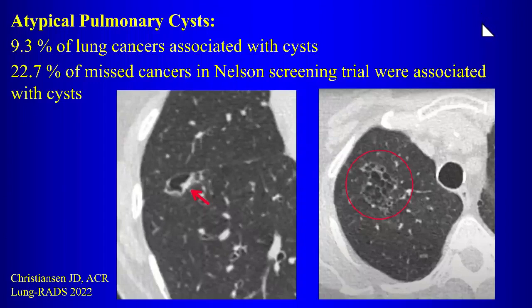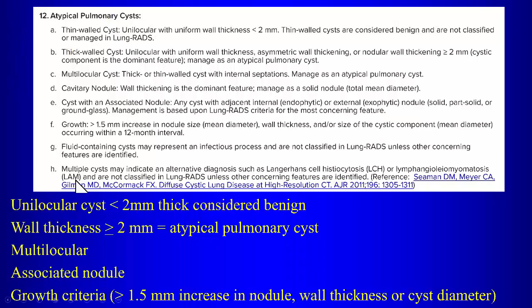Okay, so continuing with lung cancer screening, the new screening criteria also includes a classification for atypical pulmonary cysts. And the reason why this is important is because 9.3% of lung cancers are associated with cysts. And in the Nelson screening trial, they found that almost a quarter of the missed cancers in that trial were associated with cysts, with these so-called atypical cysts. So what does this mean?